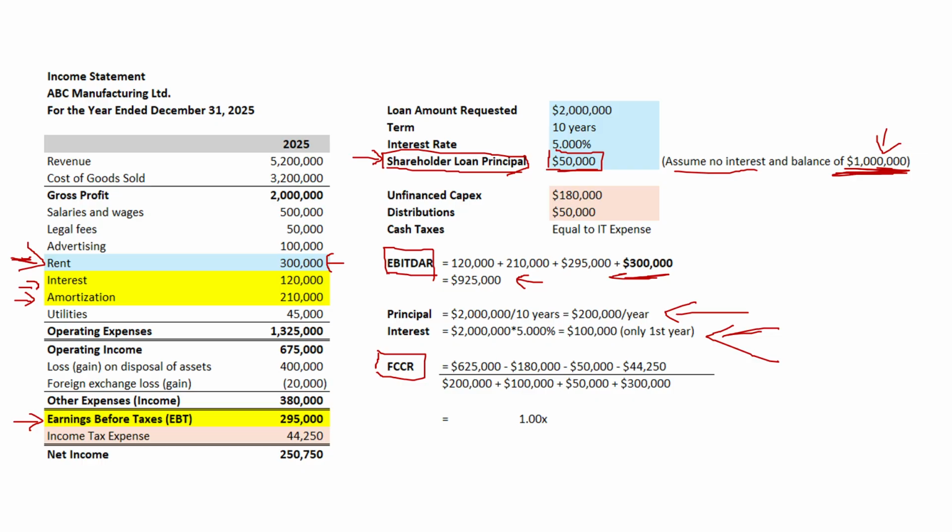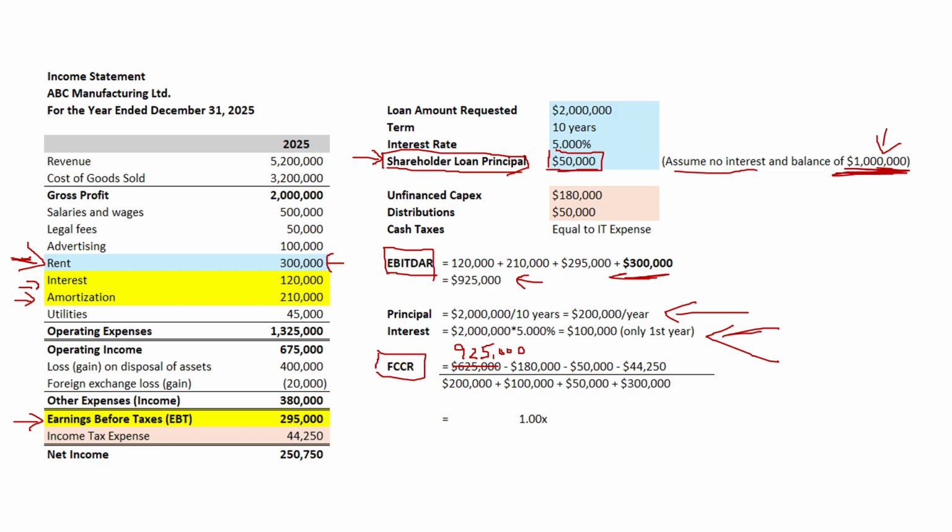Okay, so what we're going to do now for FCCR is take the, so this right here, I made a small mistake here. This shouldn't be 625,000. It's actually 925,000. The calculation should still be right though. I think I just didn't write in the right number here, but this EBITDA is 925,000.